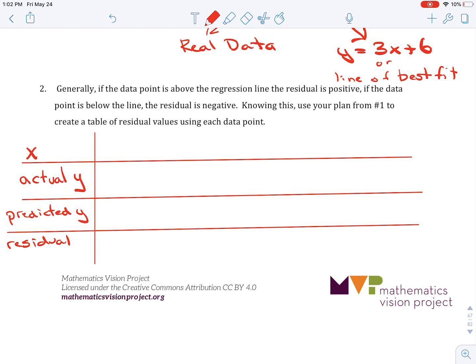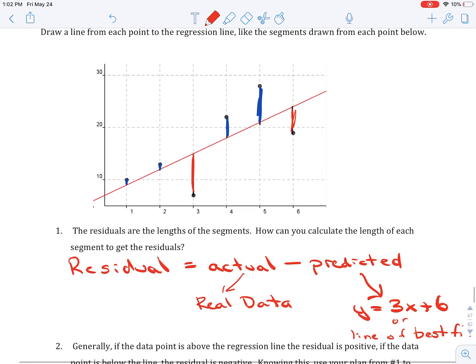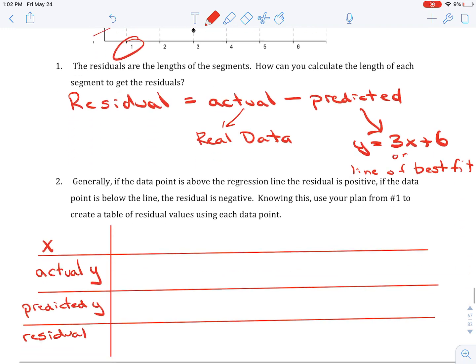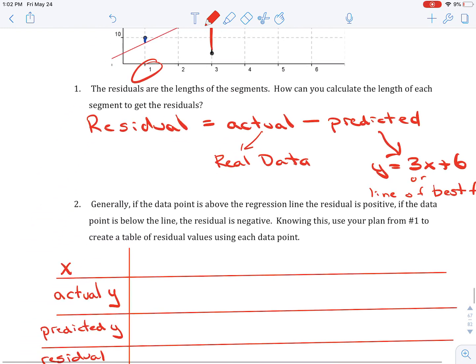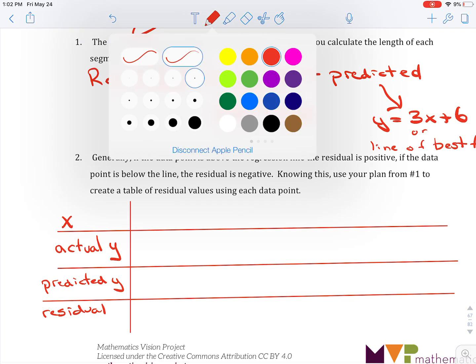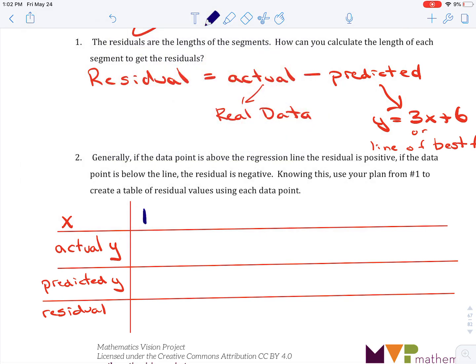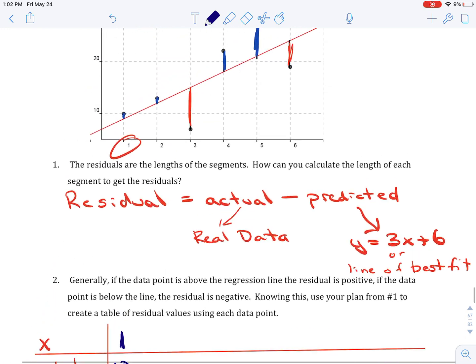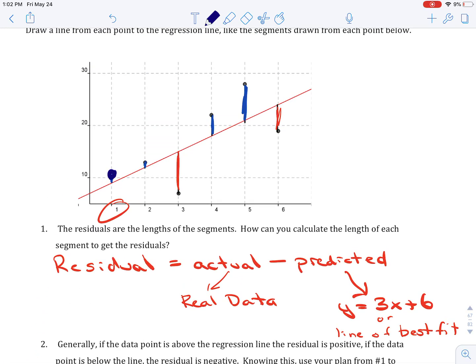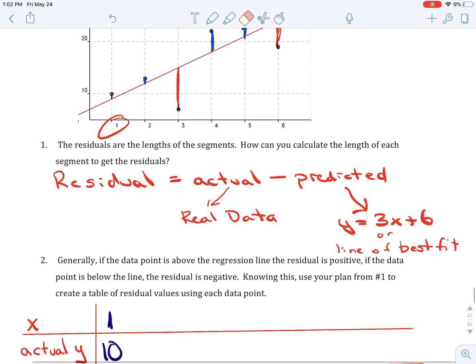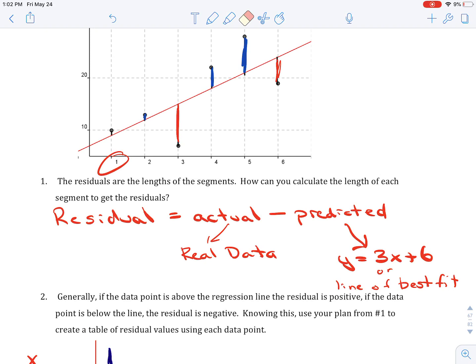Okay, so let's take this one at a time. So we're going to start with x equaling 1. So when x equals 1, what is our actual? Let's switch colors. Our actual is 10. So our actual is this dot right here. Now, what is the predicted? Candy question. How can we get that value right there without just ballparking it, like, oh, it looks like 8 or 9. How might we do that?